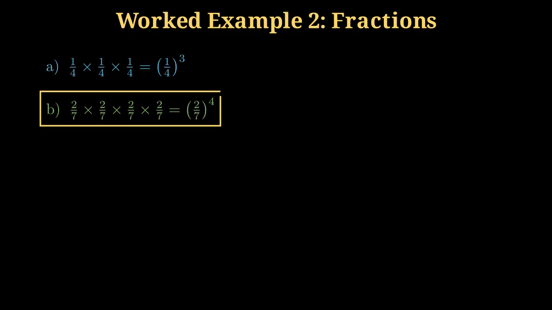Worked example 2, fractions. Express each of the following in index form. Same rule, name the base, count the factors. A. 1 quarter times 1 quarter times 1 quarter. The base is the whole fraction, 1 quarter, and it appears 3 times. So we write 1 quarter in brackets to the power 3. B. 2 sevenths multiplied by itself. Count the factors, 4 times. Answer, 2 sevenths in brackets to the power 4.